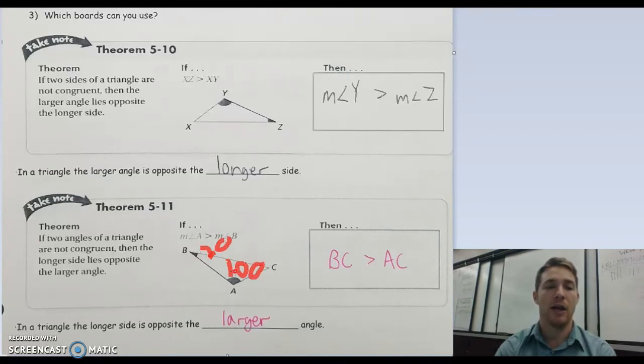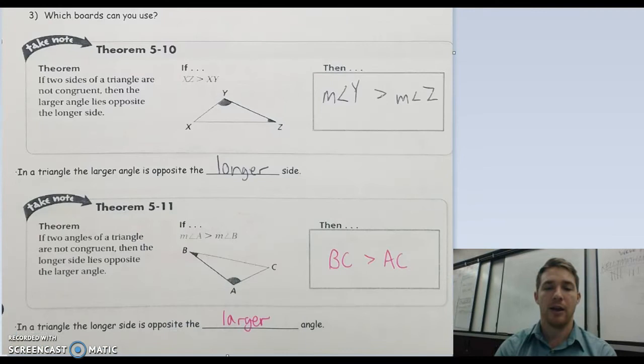If I have angle A, which is 100 degrees, that means the side opposite angle A, so side BC here, should be your longer side compared to the side opposite angle B, which is AC. So if it's a side opposite a bigger angle, there should be a bigger side opposite that. So BC is bigger than AC. Similar sort of rule, the longer side is always across from your larger angle.